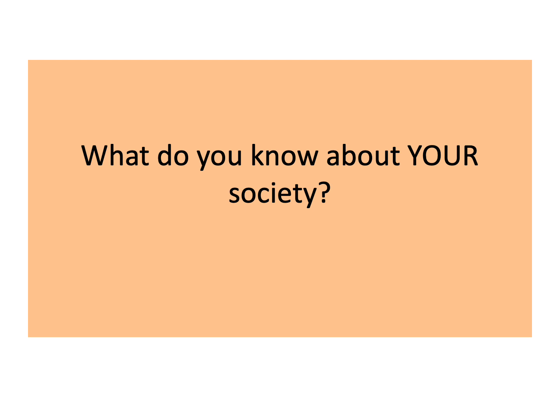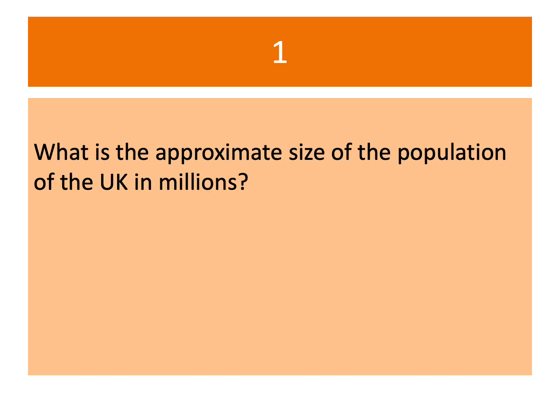Okay, so let's see how you did with these 8 multiple choice questions. Question 1, so what is the approximate size of the population of the UK in millions? Well, the approximate size is 65 million, although of course it could be more than that, it could be less.